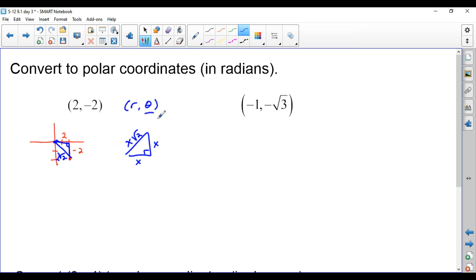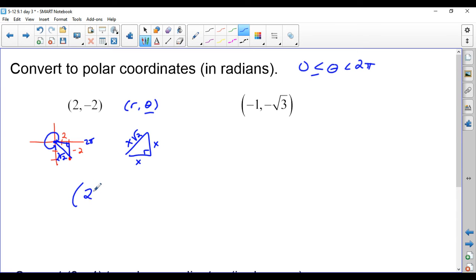And I want to name theta, where theta is between 0 and 2 pi. So I want to name this angle going in this direction. This is a 45, 45, 90 triangle, so that's pi over 4. I'm 1 pi over 4 short of 2 pi, 1 pi over 4 short of a full revolution.